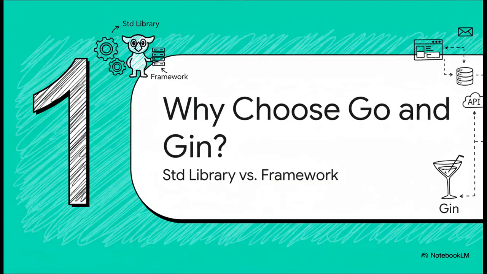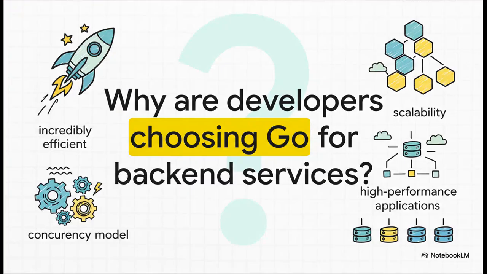Okay, first things first. Why are we even having this conversation? Let's dive right into the great debate every Go developer faces when they stare at a blank new project folder. Before we even whisper the word Gin, let's just talk about Go. Why is everybody flocking to it? Well, it boils down to a few key things. It is incredibly fast and efficient. Its approach to concurrency is just chef's kiss, powerful and simple. And it was literally built for scalability. That makes it a perfect fit for the high-performance services we need today.